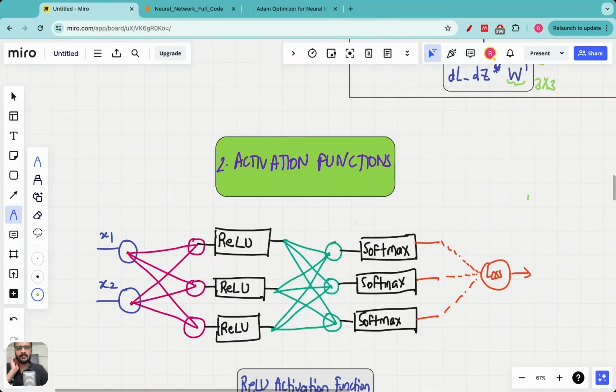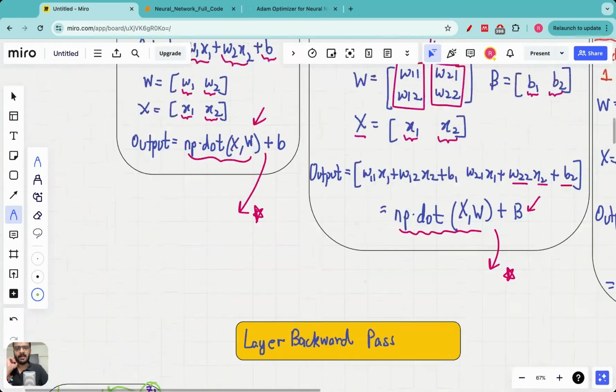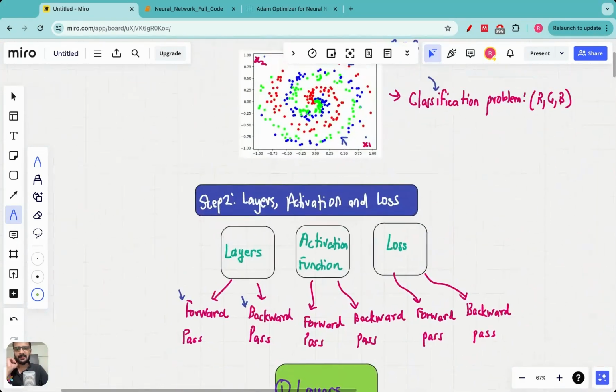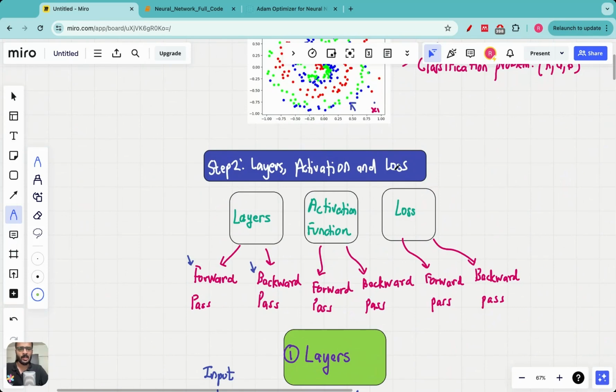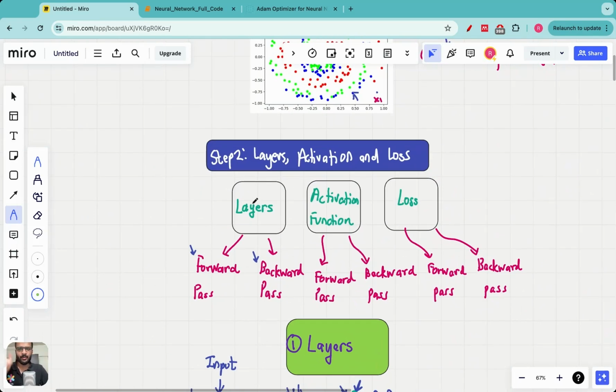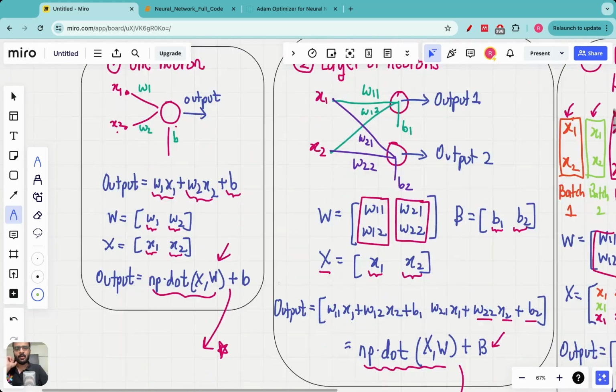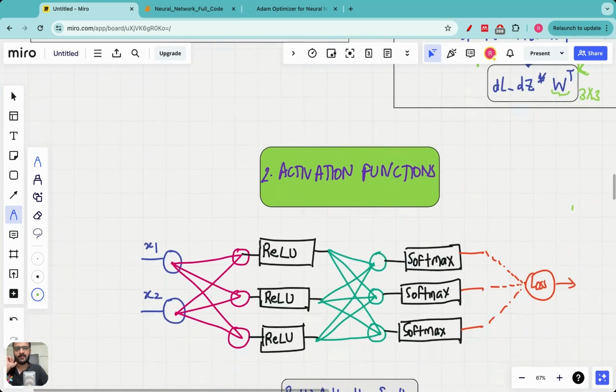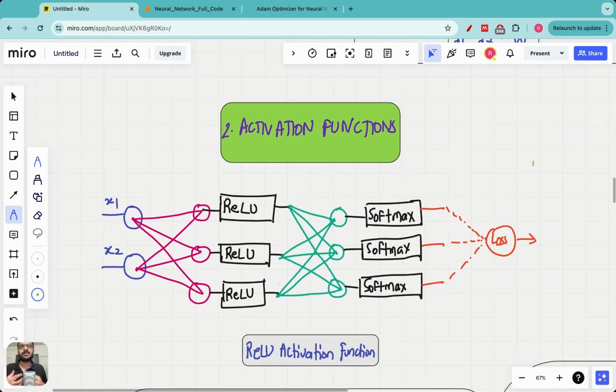After covering the first section, in the second step, so let me remind you of the second step. In the second step, we had layers, activation, and the loss. We looked at the first step, which is layers, the forward pass and the backward pass, and how to create the layer dense class. Now we'll look at the second step, which is the activation functions. Activation functions really make neural networks very expressive.